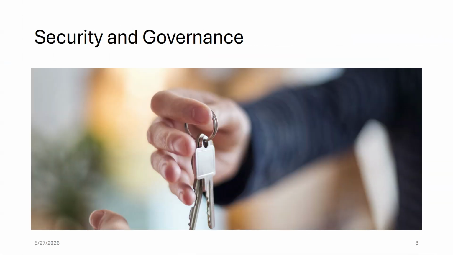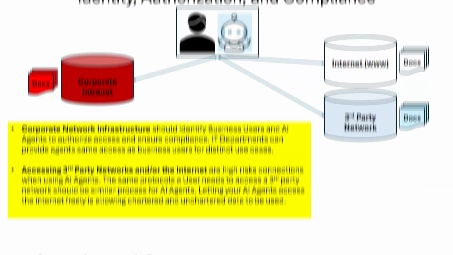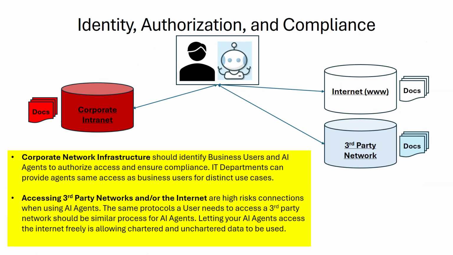Security and governance are critical when deploying AI in enterprises. Identity, authorization, and compliance must be maintained to protect sensitive information and uphold organizational standards. Corporate network infrastructure must identify business users and AI agents for authorized access and compliance.